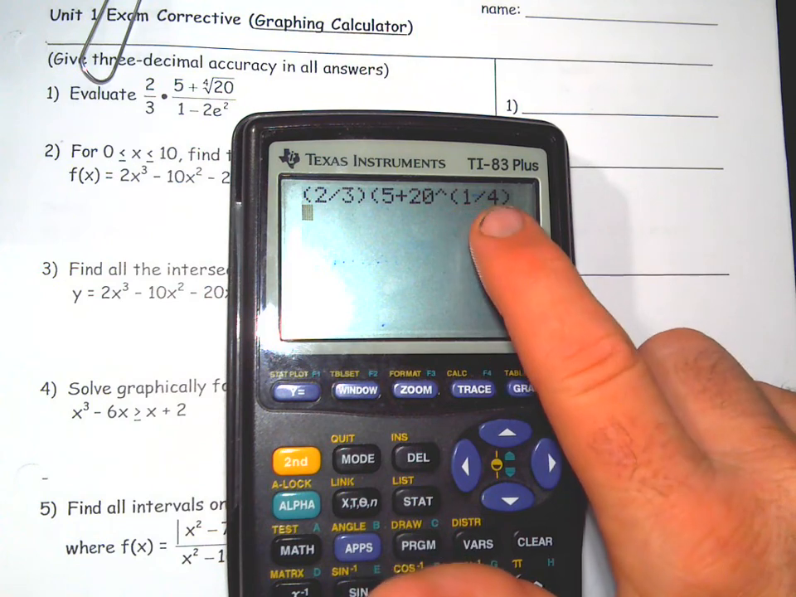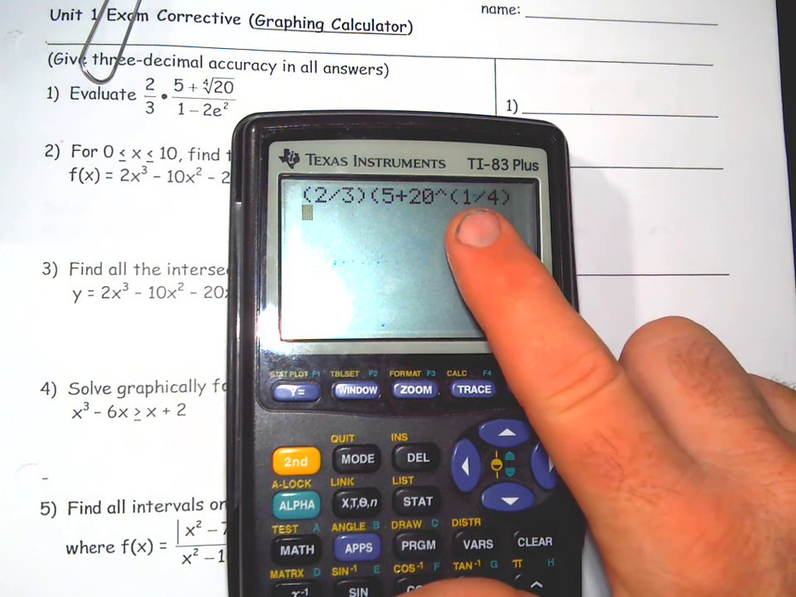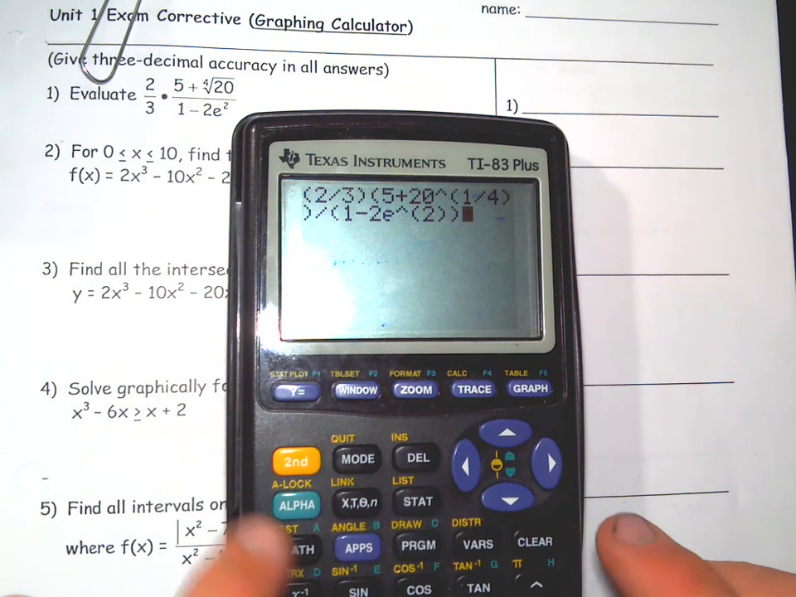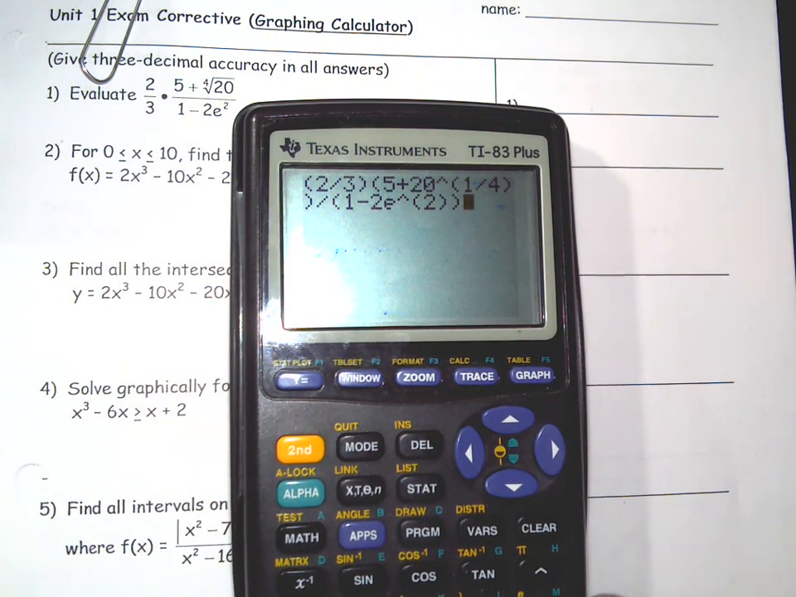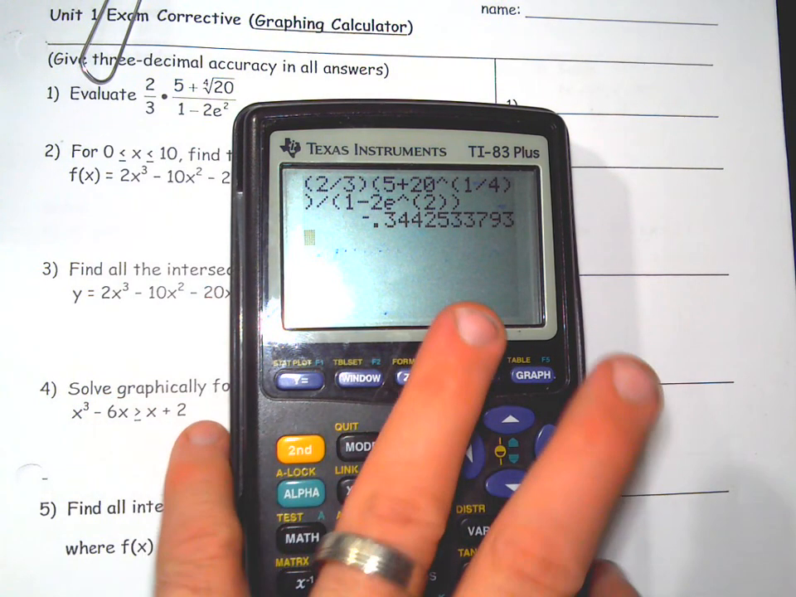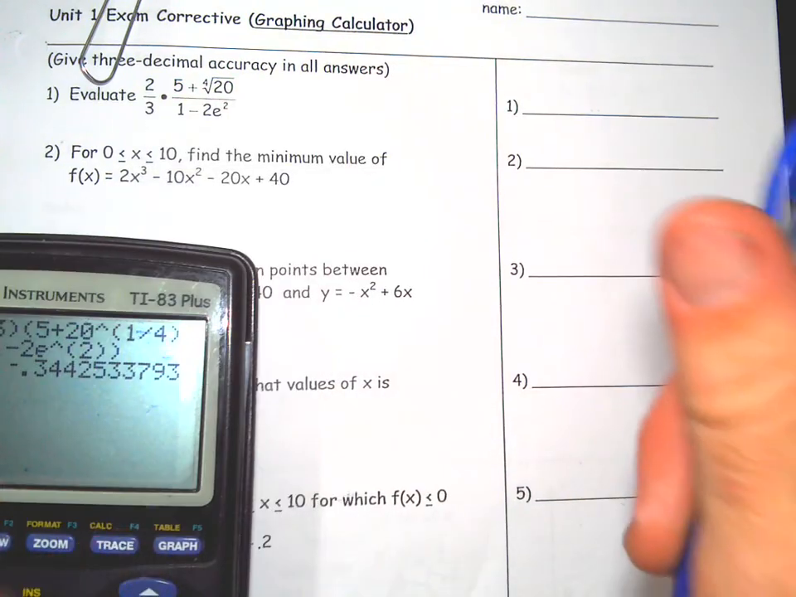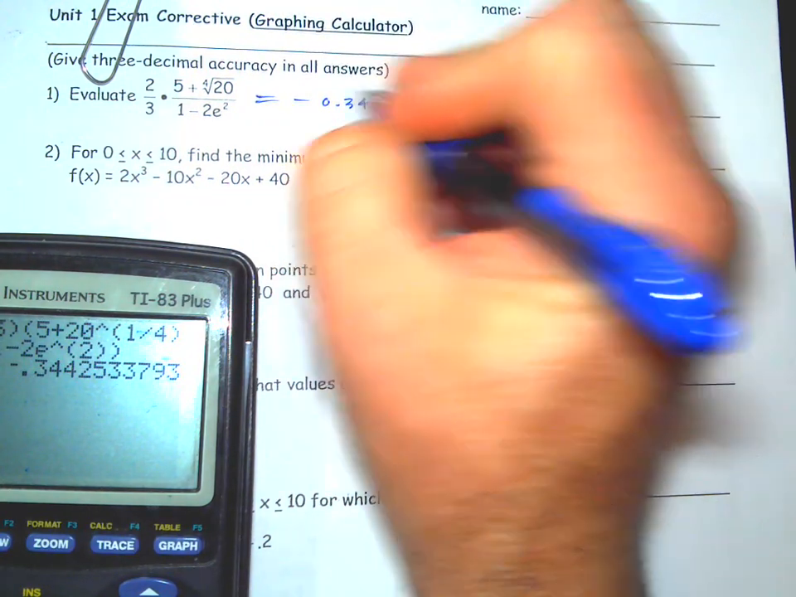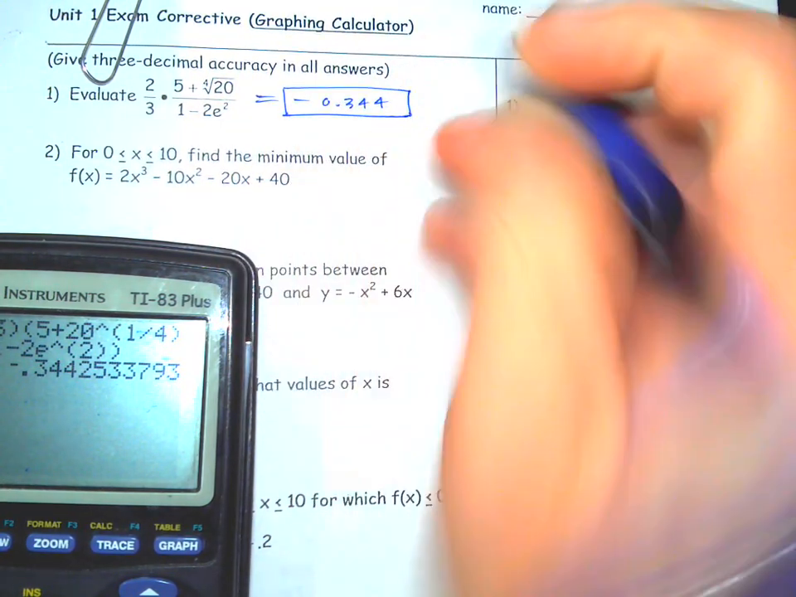Now, if you raise to the 1/4, you better put parentheses around the 1/4. Otherwise, you just raise it to the first and divide the answer by 4. It's not what you want. Close parentheses on top, divided by, definitely need parentheses on the bottom, 1 - 2. Now, you could do e squared a lot of different ways. You could do e there squared, or use the other e button. So make sure you're in radian mode for this. I don't think there's any trig on this. If there was, it'd make a difference, but that's your answer. So negative 0.344, rounded or truncated to 3 decimal places, comes out the same this time.